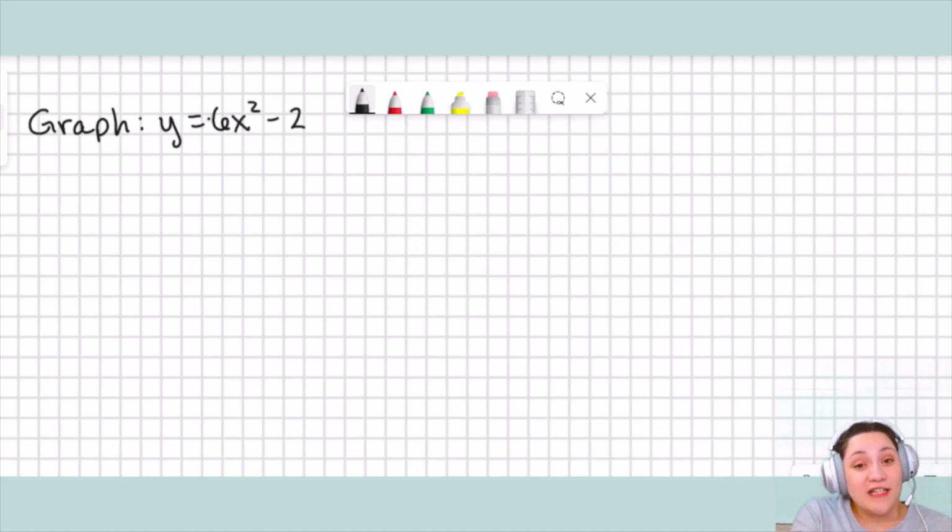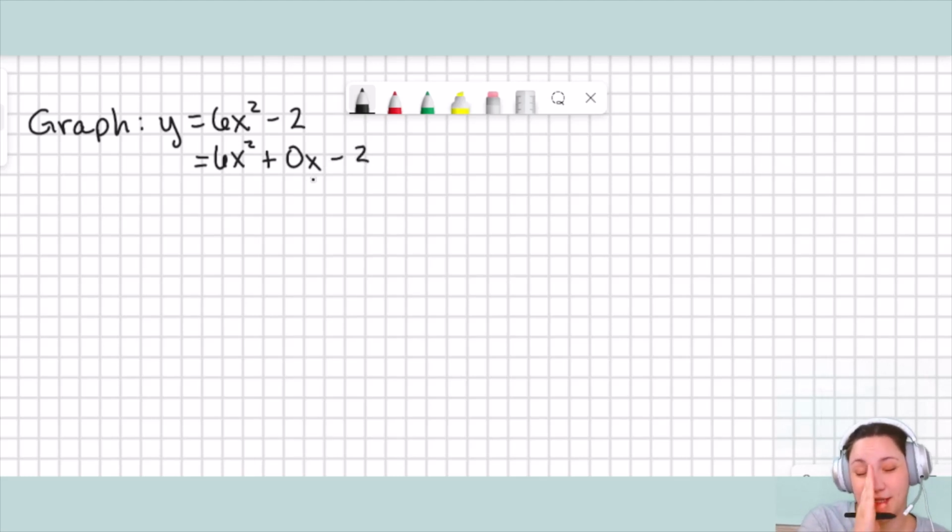Now I noticed before I start anything else that I don't have a term with just an x in it, but it sometimes is helpful to go ahead and write that term, but with a 0 coefficient, so that I can just visually see that it's there, it just has a 0 coefficient.